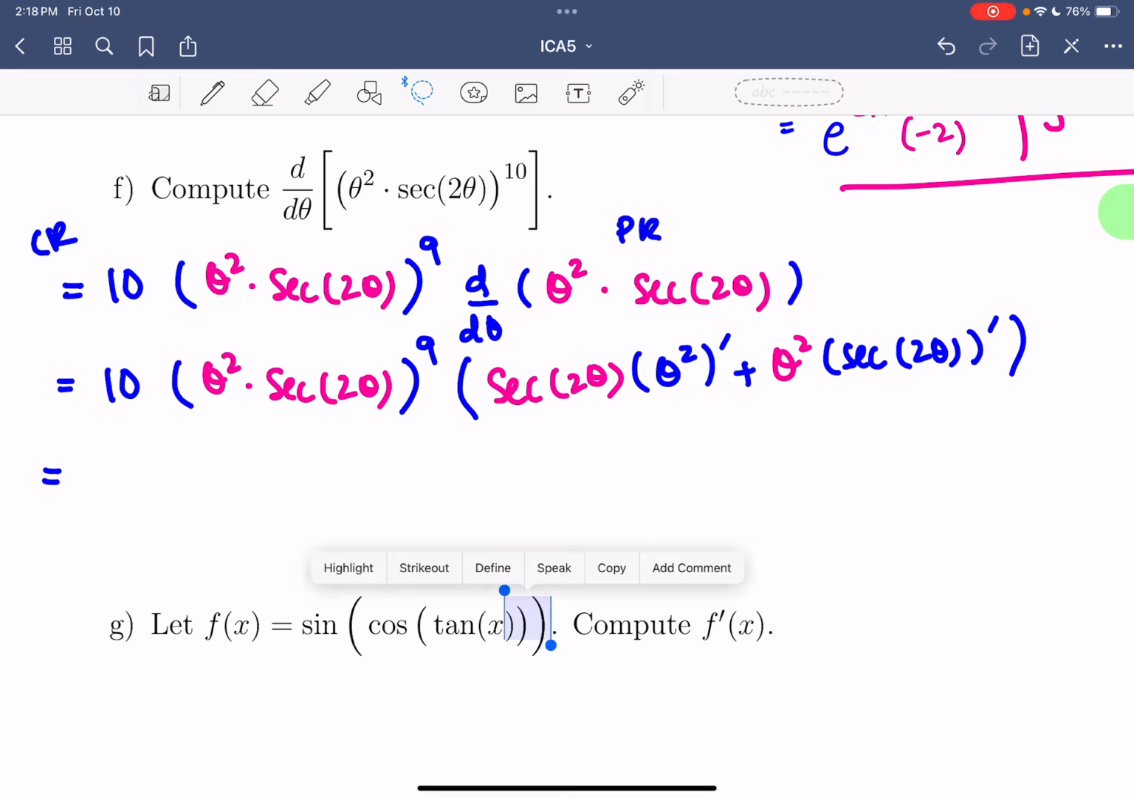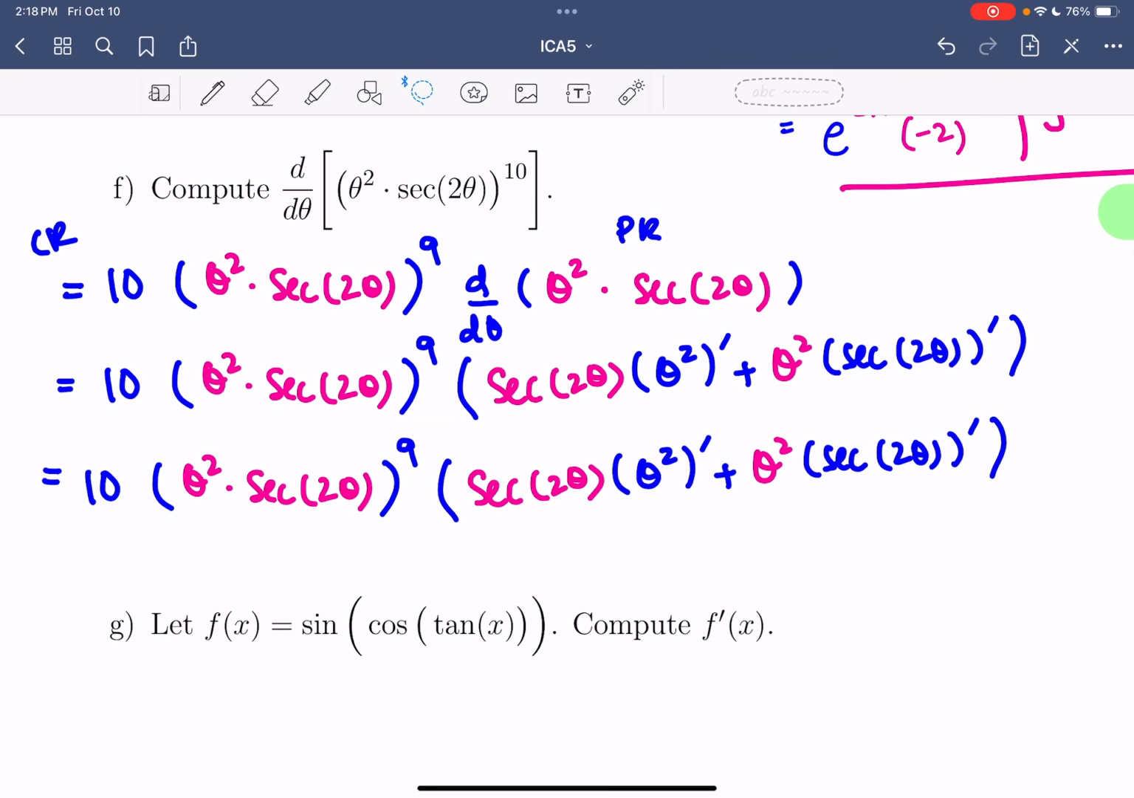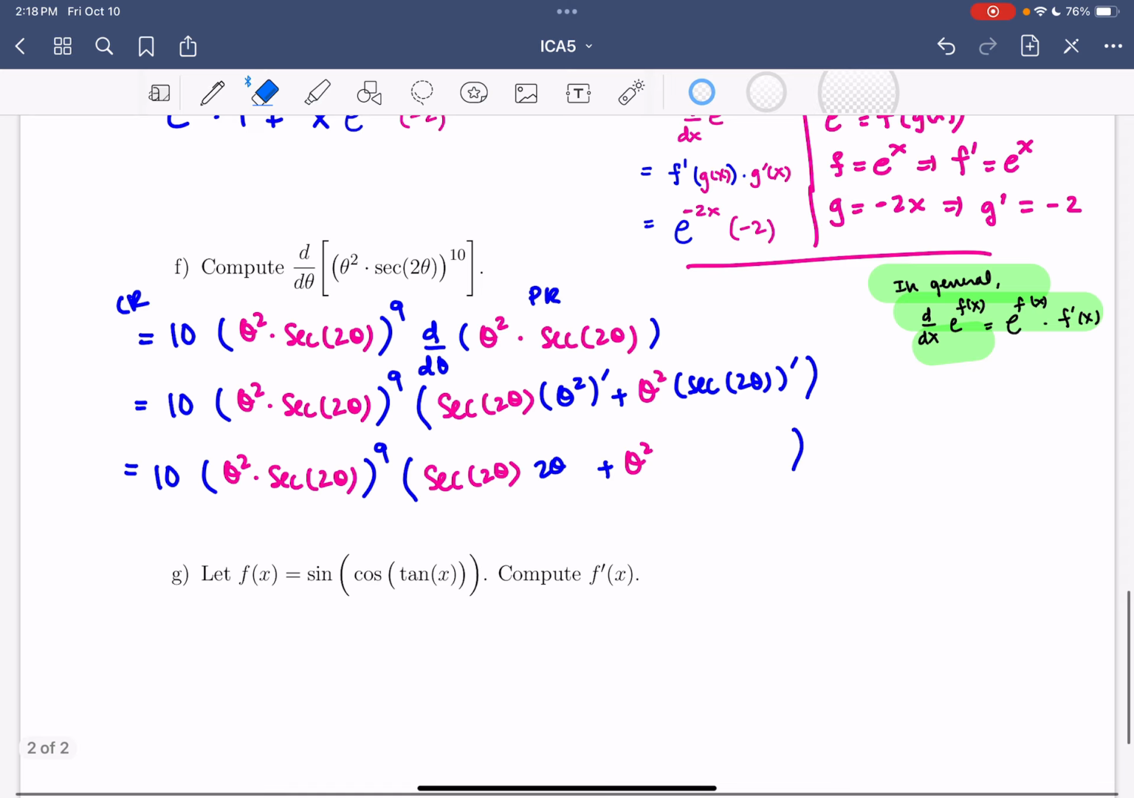Now you see what I see when I keep saying paste. Oh, there it is. Paste. So I'm going to go here, find the derivative of theta squared. Theta squared, you get 2 theta. And I have to replace it with the derivative of secant 2 theta. So let me do it here.